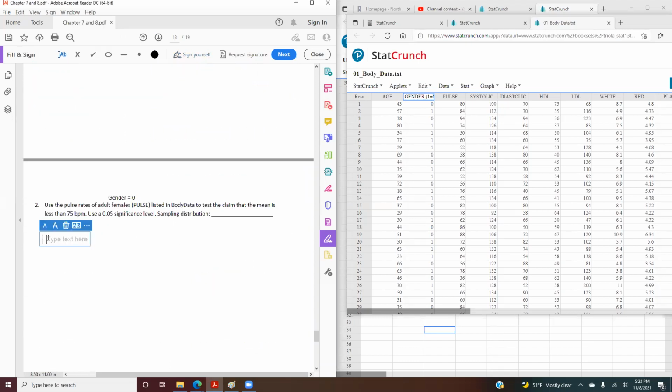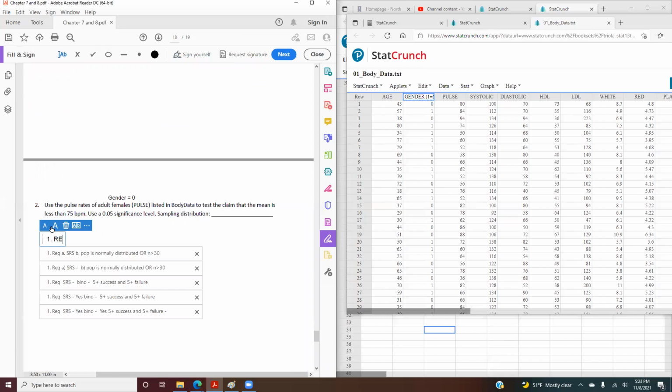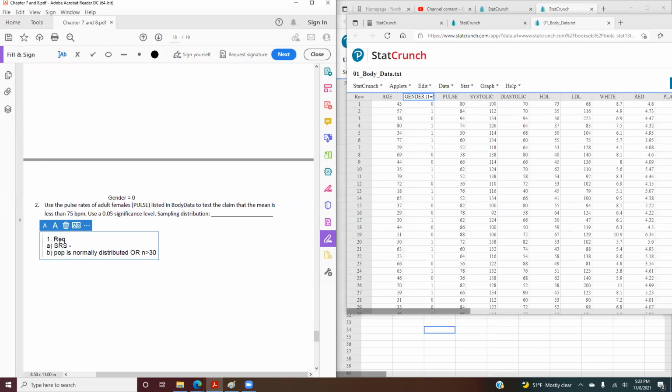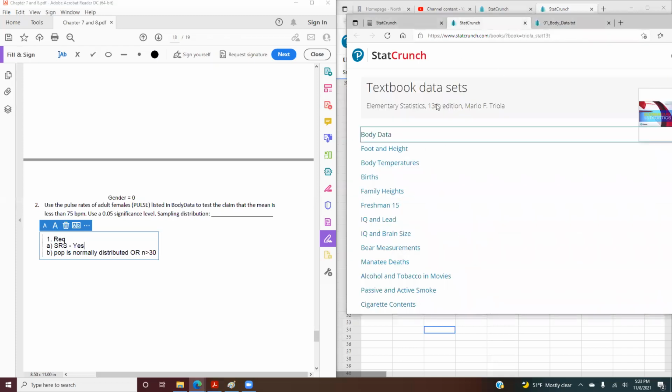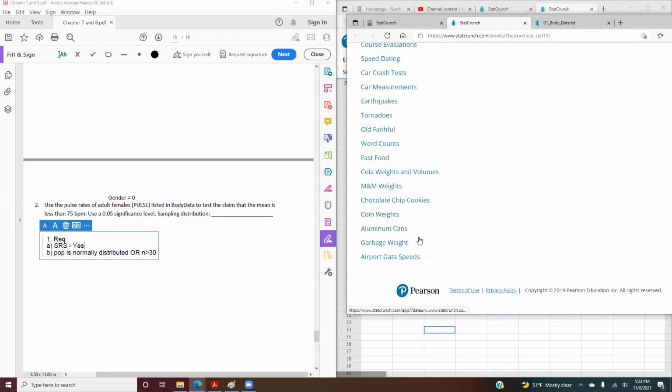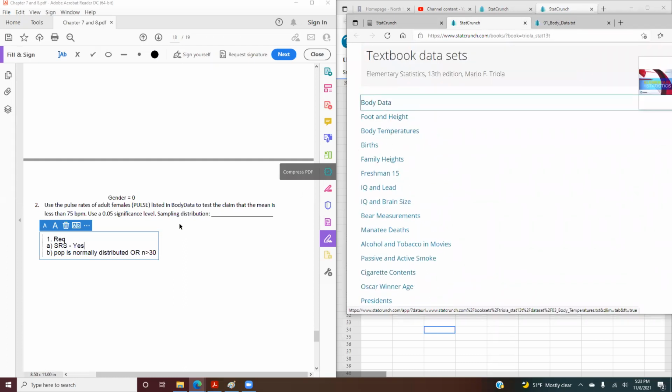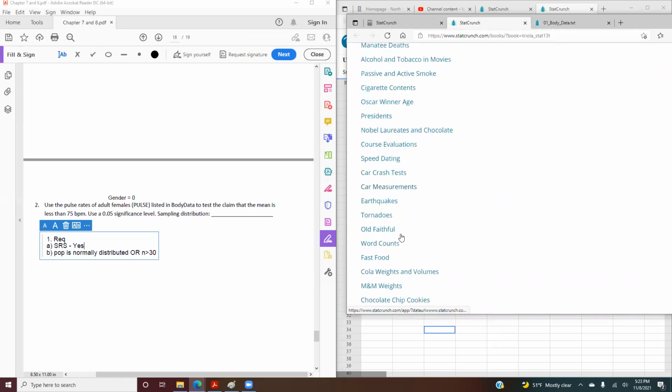So the first question is the requirement check. Is this a simple random sample? Yes or no? Yes, all of that is SRS. Casey, you're correct. For all the data sets from the textbook, the author actually selected them randomly, so this is automatically yes, if they pick any files from this.